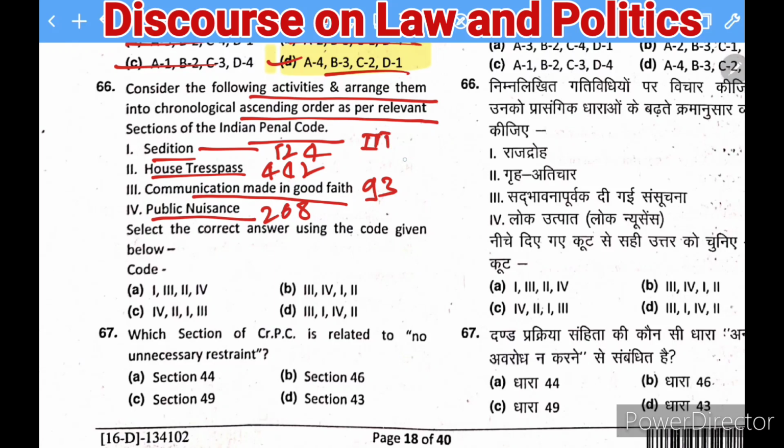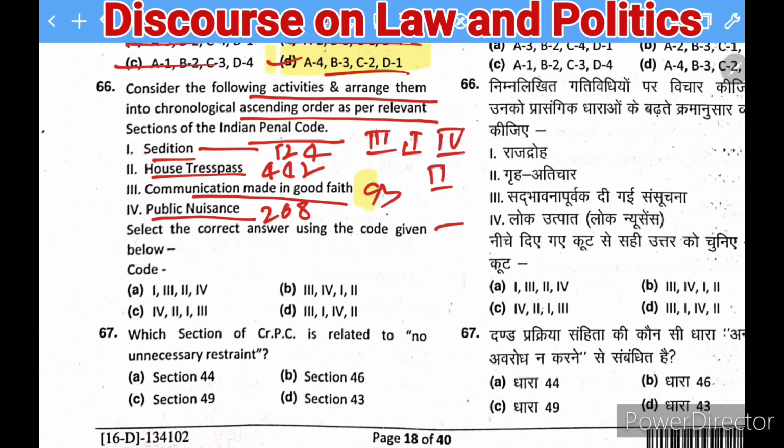Thereafter the second will come the first. Then the next will come here, that is the fourth, and the last will come the third. So it is to be like this. The first will come the communication made in good faith, that is section 93. So it will come first. Third will come first, then first will come, then the fourth will come, and then the second will come.